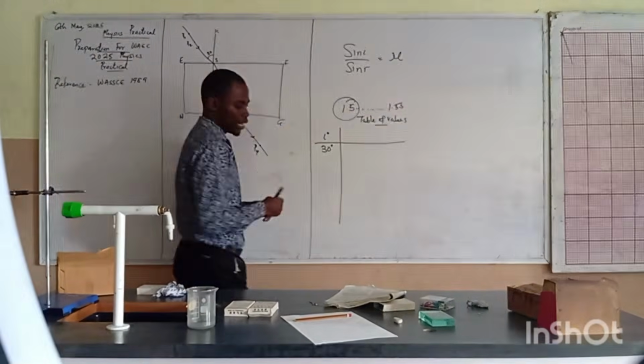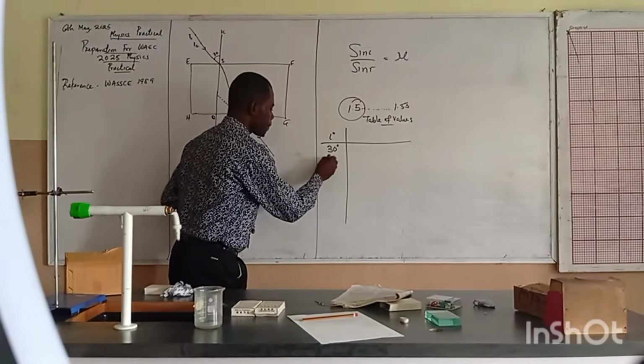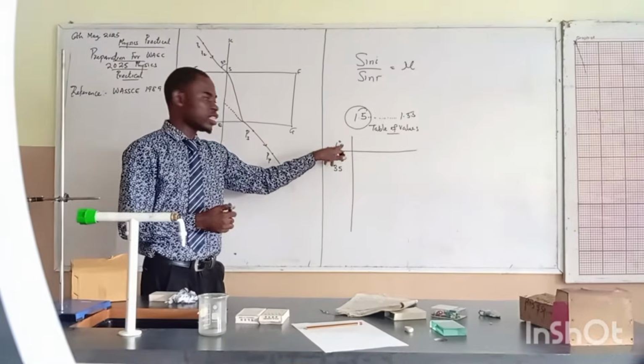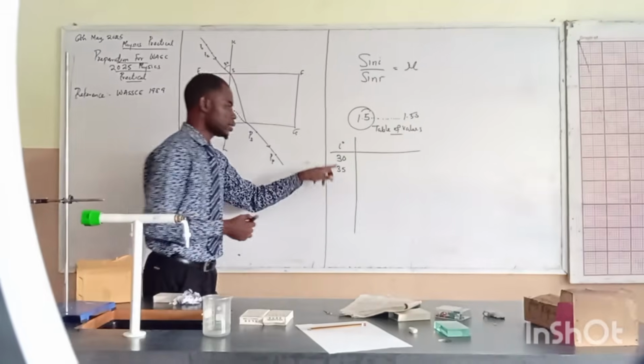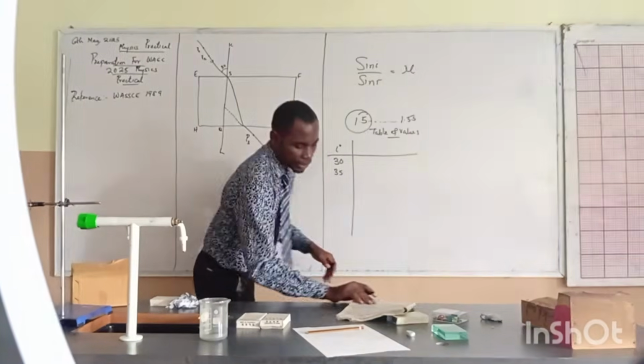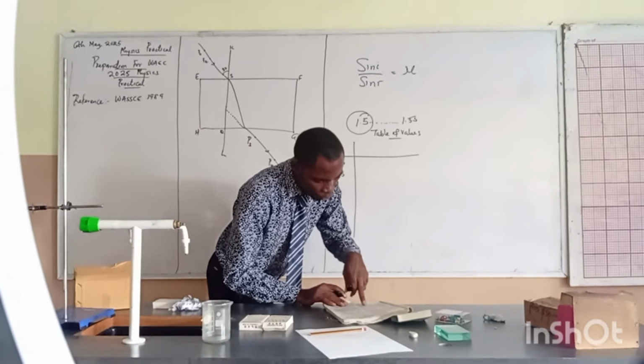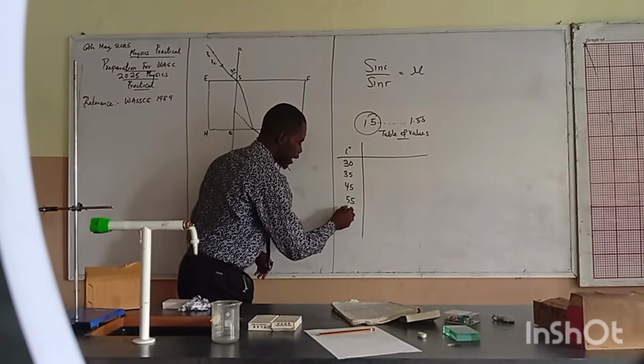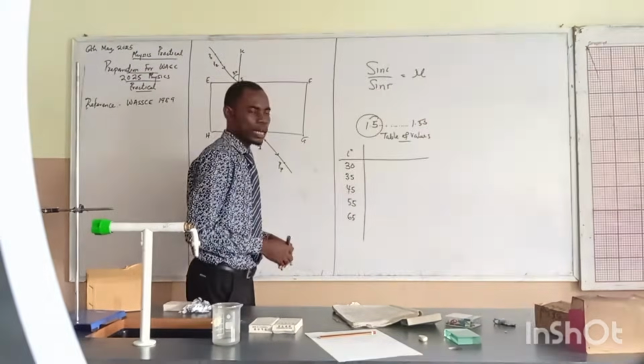I'm bringing my table of values like this. I need 35. I don't need to put the angle here again because the angle is already here. Whenever the unit is here, you don't repeat your unit again. 30, 35, then 45, 55 and 65. Are you there now?